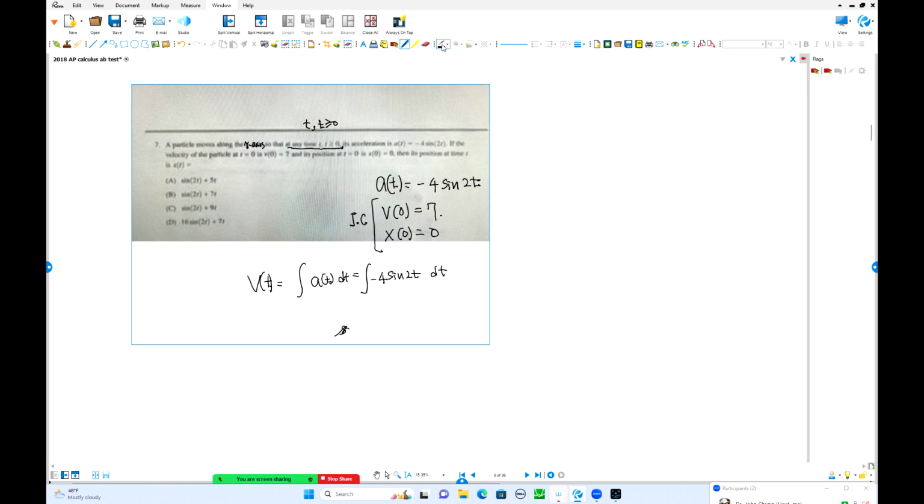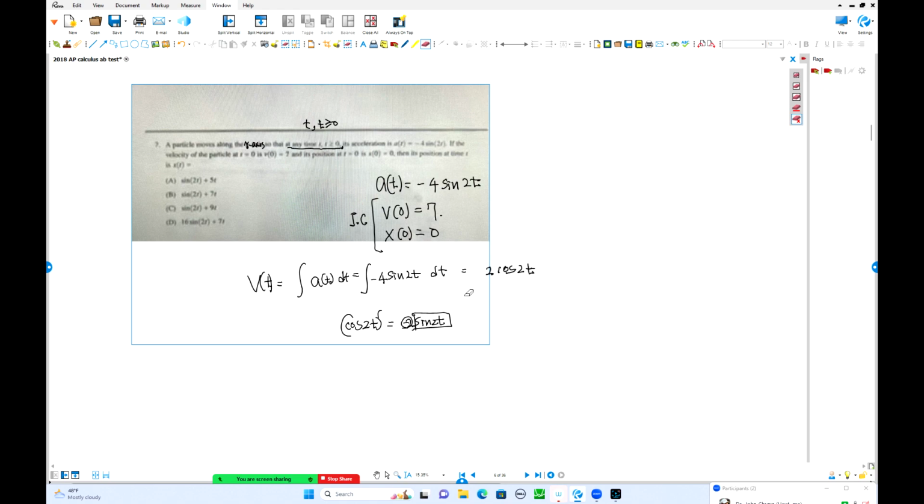Sine 2t is what, negative cosine, right? Cosine 2t, when you take the derivative, that is what? Negative sine 2t and times 2, isn't it? So the antiderivative of sine 2t is negative cosine 2t divided by 2. So this one, negative 4, divided by negative 2 is what? 2. It's okay? 2 cosine 2t. Are you okay with this? Yeah. That is the antiderivative.